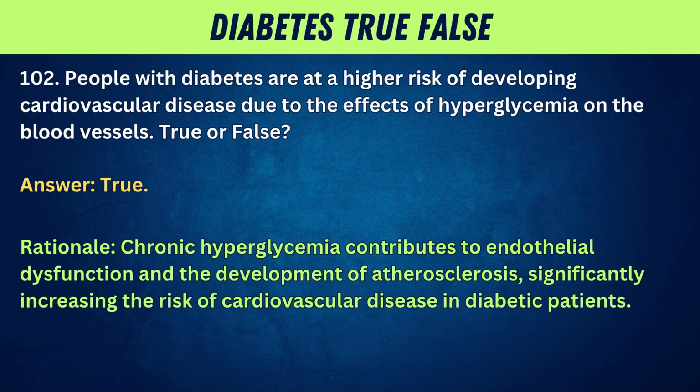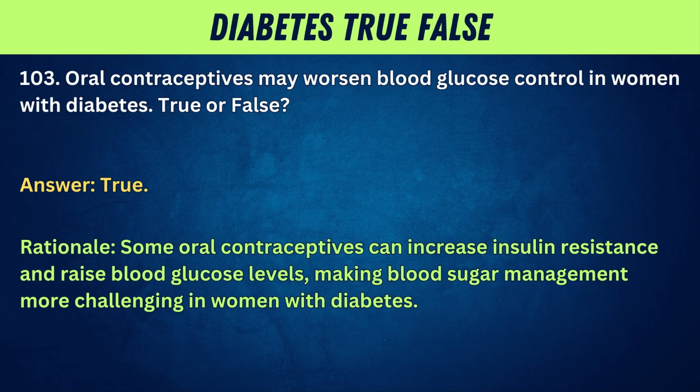102. People with diabetes are at a higher risk of developing cardiovascular disease due to the effects of hyperglycemia on the blood vessels. True or false? Answer: true. Rationale: chronic hyperglycemia contributes to endothelial dysfunction and the development of atherosclerosis, significantly increasing the risk of cardiovascular disease in diabetic patients.